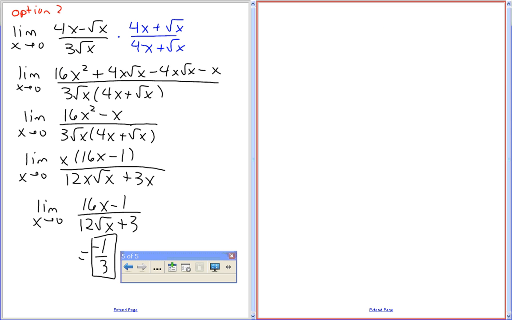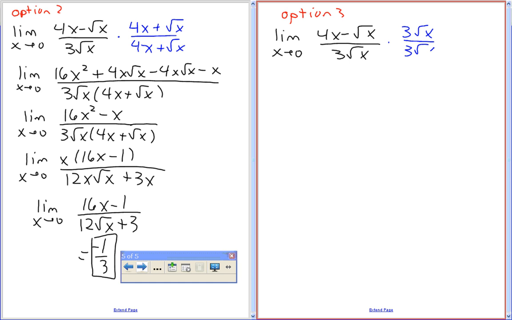Option 3. Option 3 is limit x approaches 0, 4x minus root x all over 3 root x times 3 root x over 3 root x. The point I'm trying to say is here, there's a million different ways to get to the final answer on this question, okay? So if you said I didn't do it that way, that's fine, as long as you get the right answer. This turns into limit x approaches 0, 12x root x minus 3x all over 9x.